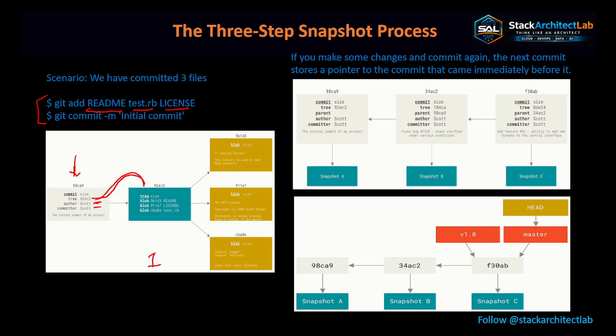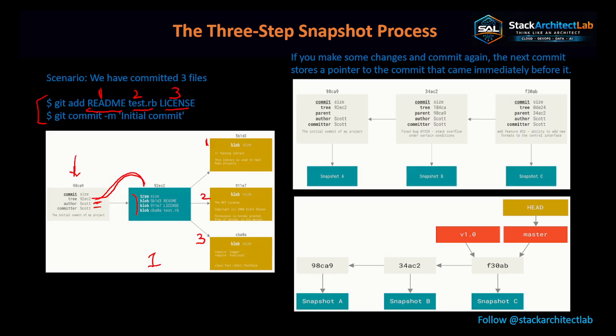Okay, now this tree contains the details of three files. One is readme, one is test.rb, and the third is license. Further, it creates this as a blob. Okay, it stores it as a blob here. So you see here, three different components are inside this tree.